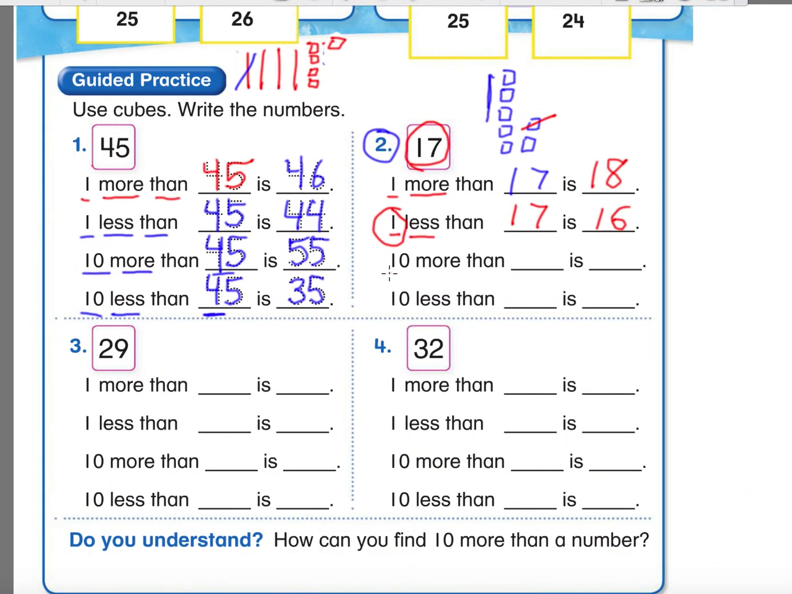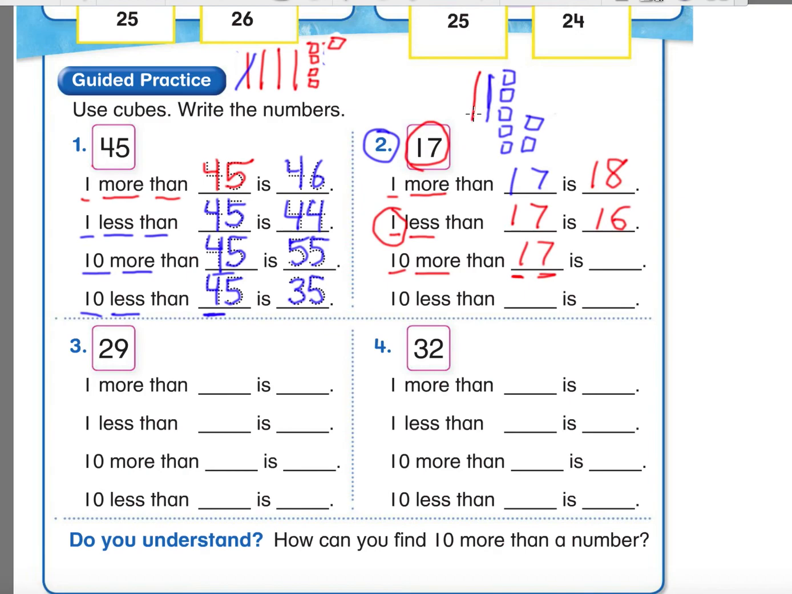Next, they want 10 more than 17. Now, for 10 more, which is going to change? Is it going to be our tens place or the ones place? It's going to be our tens place only. That's it. Okay, so if we want 10 more, what we're going to do is just draw in another 10 rod. And now we're just going to count them and find out how many we have altogether.